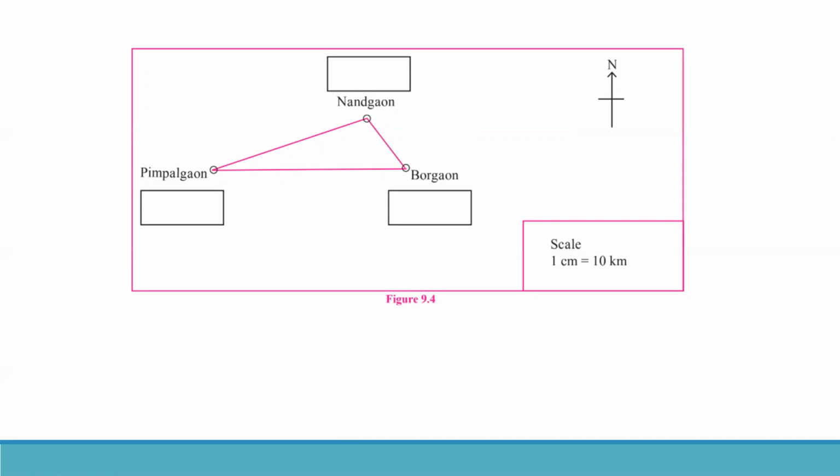Now let us begin. If you have a scale, you will measure the smallest length. What shows linking, connecting Nandgaon and Borgaon? That will be 2 centimeters. Now, take a scale and measure Pimpalgaon and Nandgaon. That is 5 centimeter. And the third, Pimpalgaon and Borgaon, is 6 centimeter. Now, how did we get all this? By using a ruler, a scale. You get the value, you get the measurement.